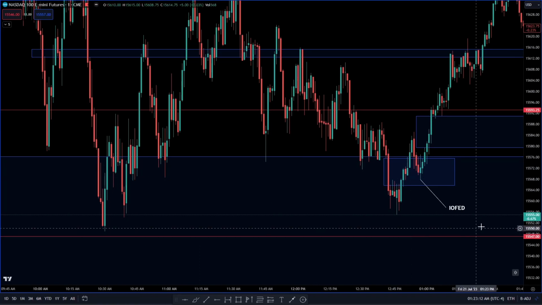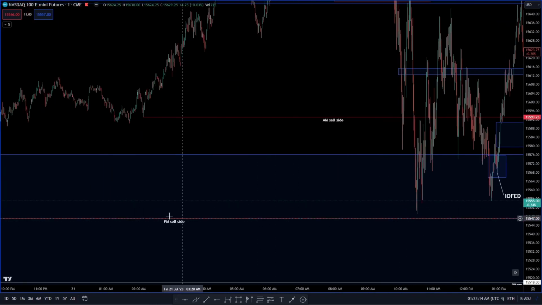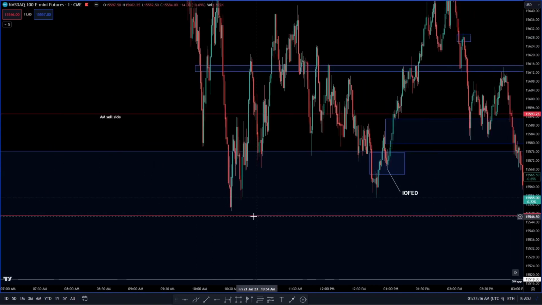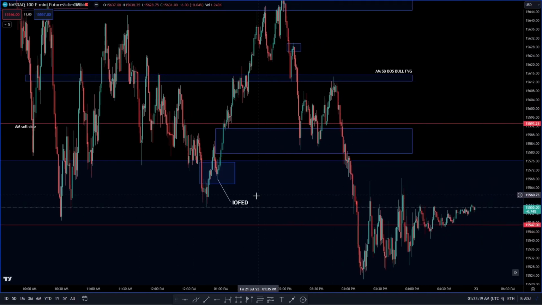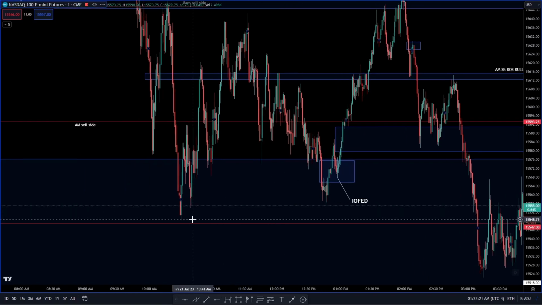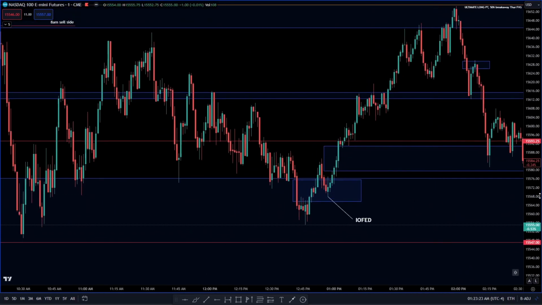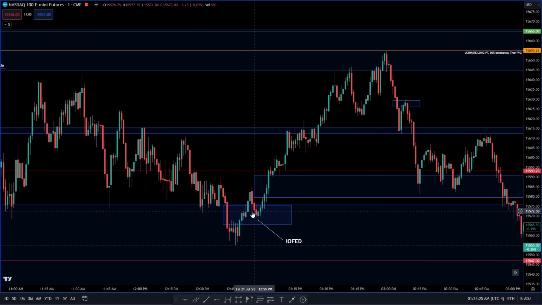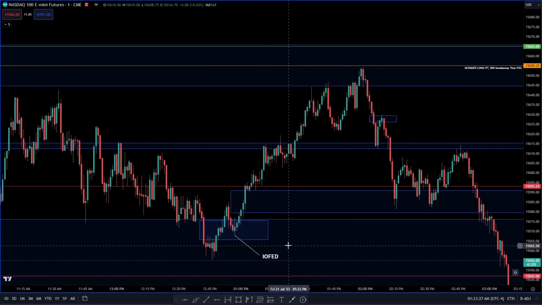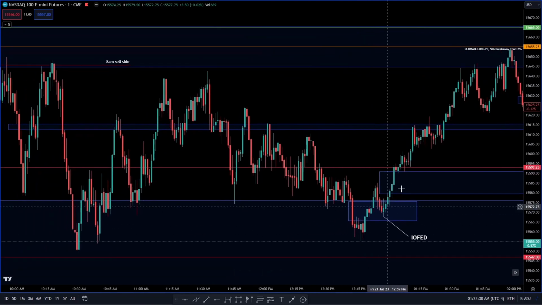Especially because we tried to near the low of day, or not low of day, but the PM sell side from previous day, and we're very close to low of day as well, and we failed to break below it. So I'm thinking that if we can confirm a bullish structure, this would be a great entry point for a move higher. And you can see, of course, that we have a very, very nice move higher.